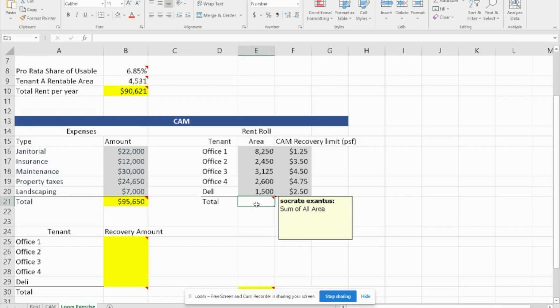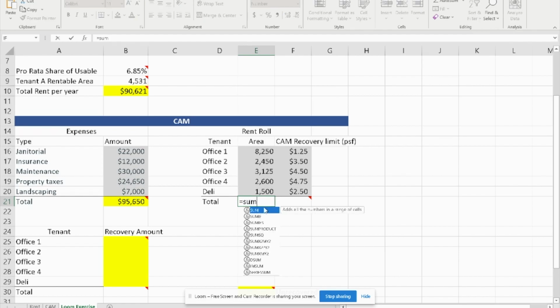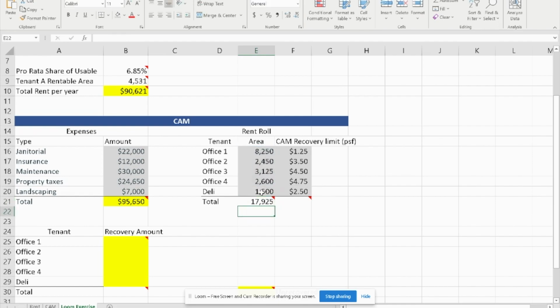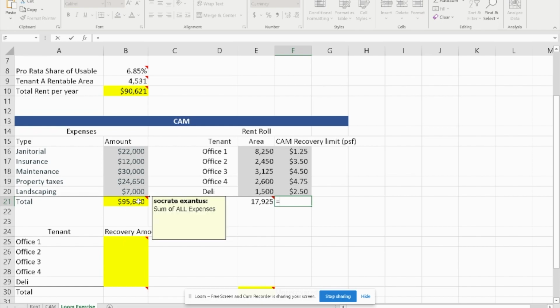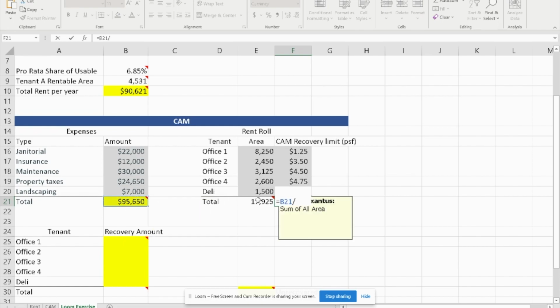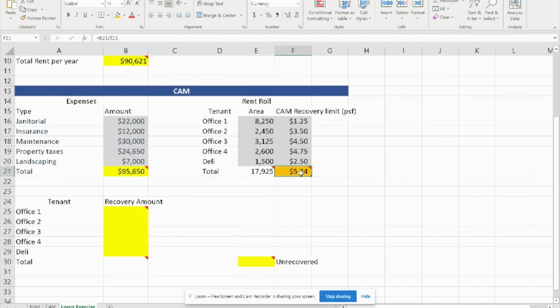The total rental area is also the sum of all of the rental area for this office building, including the deli, which should have 17,925 square feet. Now, the total CAM is going to be the total expense divided by the total area. Now, this is going to be very important. This number right here is going to be very important because we're going to use it to calculate the recovery amount. So I've highlighted it in orange so we can remember to use that in calculating the recovery amount.